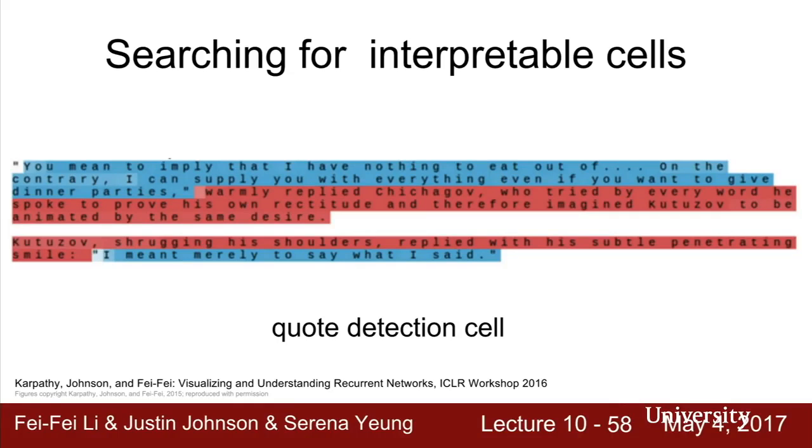Here we found this vector that is looking for quotes. You can see that there's this one element in the vector that is off, off, off, off, off, blue. And then once it hits a quote, it turns on, and it remains on for the duration of this quote. When we hit the second quotation mark, that cell turns off. So even though this model was only trained to predict the next character in a sequence, it somehow learned that a useful thing to do this might be to have some cell that's trying to detect quotes.